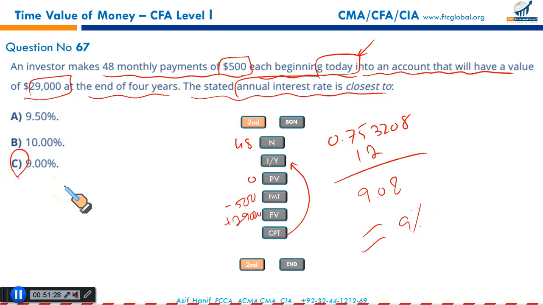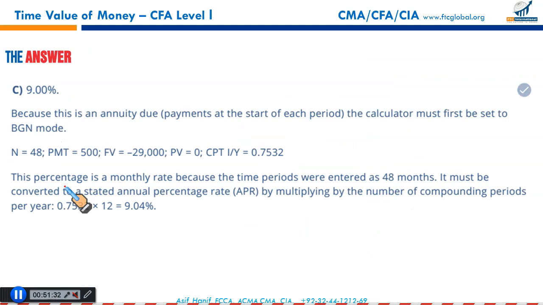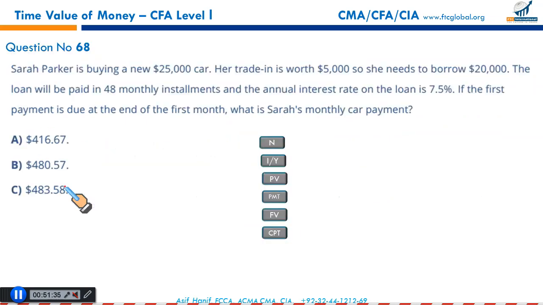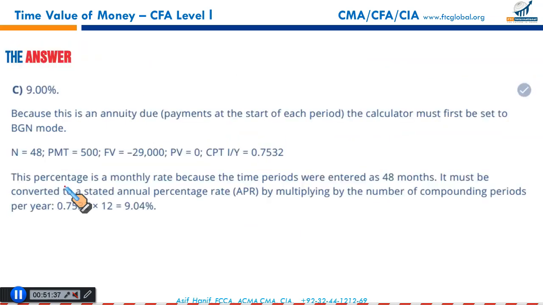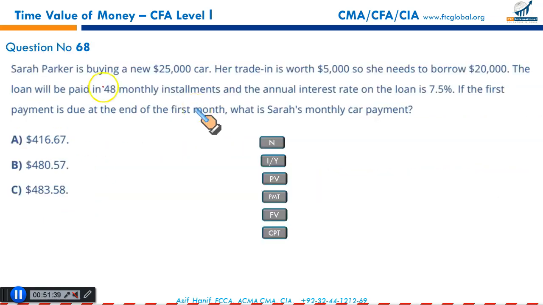Speed and accuracy, gentlemen and ladies, that's what you need. Speed and accuracy, and that will come through practice and tons of practice, and you will get through in your first go. So we got the result, 9%. Moving on to the next part.